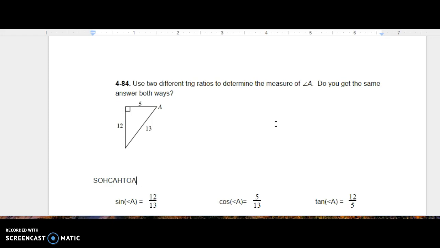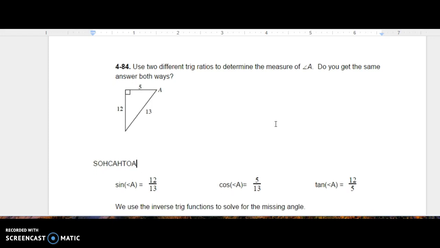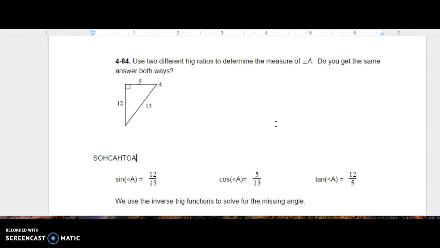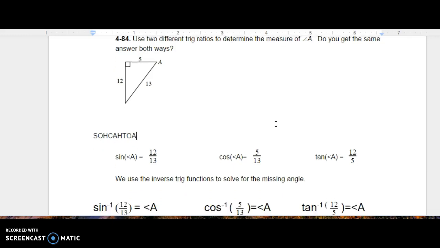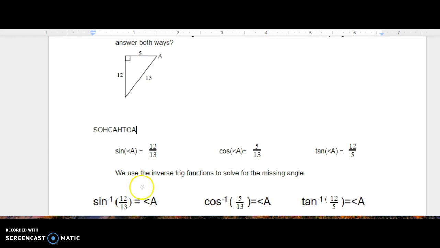Unfortunately, we need to find the angle, so we need to use the inverse trig functions to solve for the missing angle. The inverse trig function sort of undoes the effect of our sine, cosine, and tangent ratio relationships. And the symbols we use are sine⁻¹, and then we take it of 12 divided by 13 to get angle A by itself. So let's go ahead and show what would happen if I have the sine of angle A, 12 over 13, equals angle A.